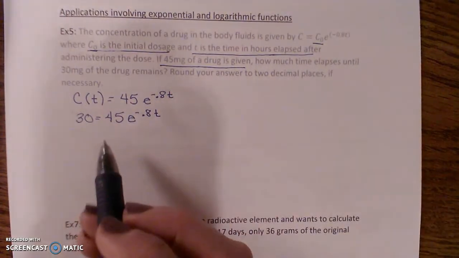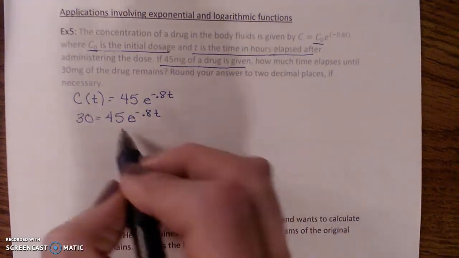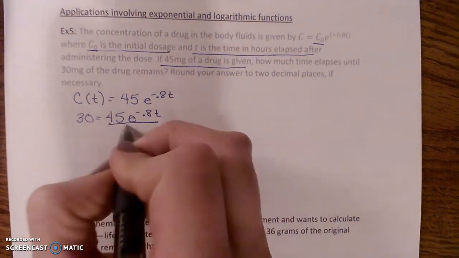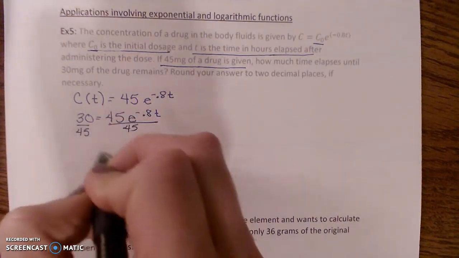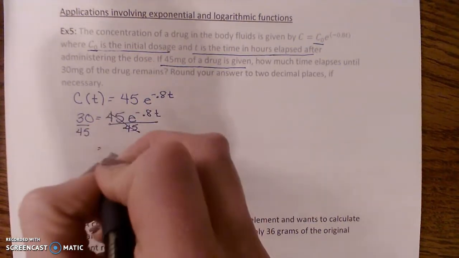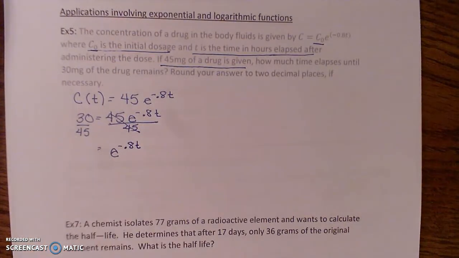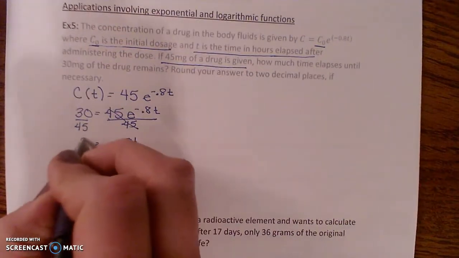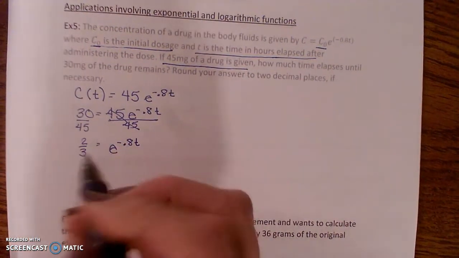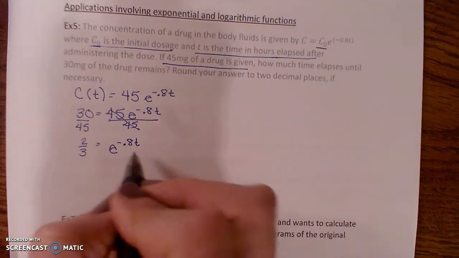All right, first thing I'm going to do is try to isolate the exponential, get the exponential by itself, because this 45 is kind of standing in my way there. So let me divide both sides by 45 first. So on the right, I get e to the negative 0.8 t. And on the left, 30 divided by 45 is 2/3.